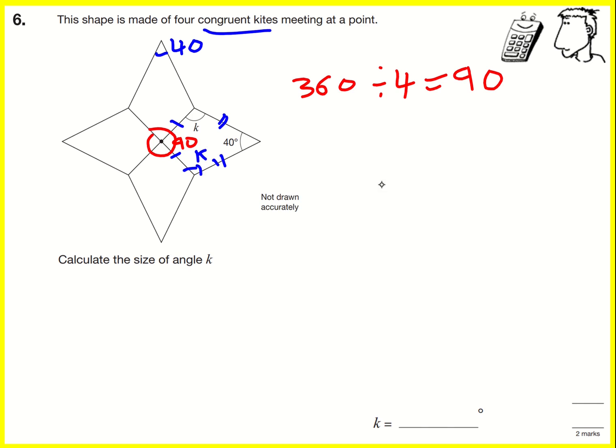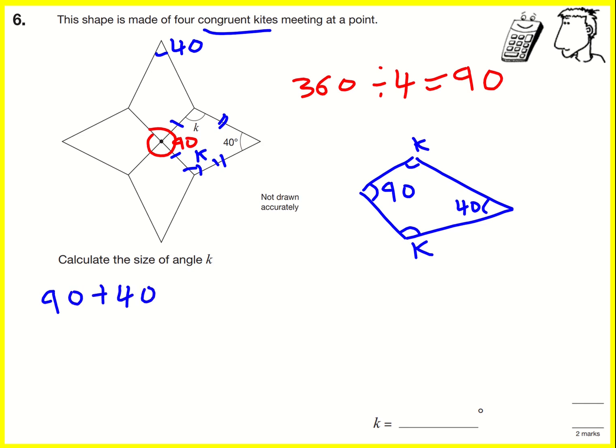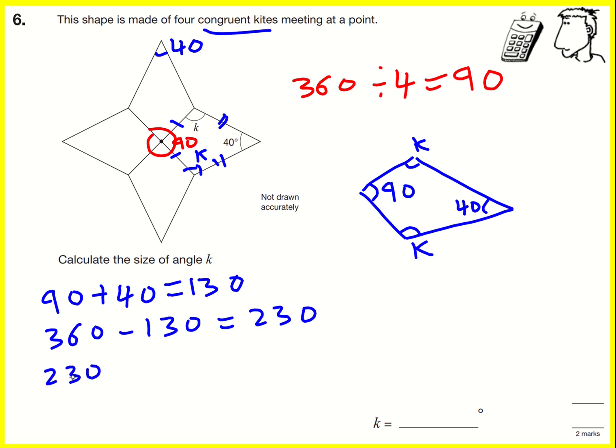So I can now just look at the kite, and I think I might just draw it out again, just a little sketch. Okay, so I've got 90, I've got 40, and I've got k and k. Two ways to find k. You might prefer to do 90 plus 40, which is 130, and then think, right, well, the other two, I've got to do 360 minus 130 to get what the other two add up to. That's going to be 230, but that's what two of them are worth, so I then need to do 230 divided by 2, which is 115, so that's the answer.